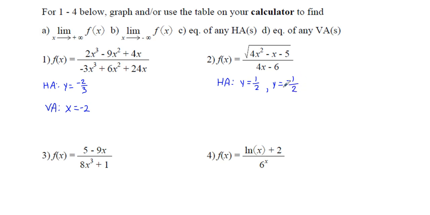And analytically, we can see why or how that's the case. We're going to leave it at that for now. And as far as vertical asymptotes, we see none.